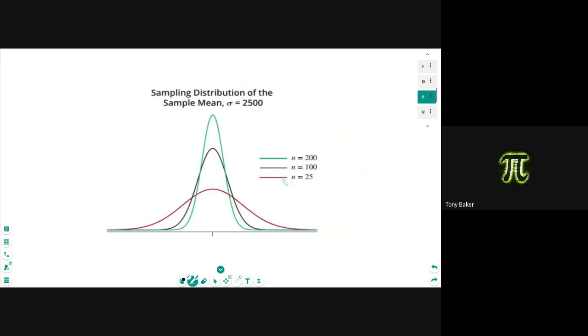So as my sample size gets bigger, my curve gets smaller, because I'm basically dividing by a bigger number down the bottom. So it's going to get smaller and smaller, which means more of the data is compressed into a closer area, which gives you a better representation.